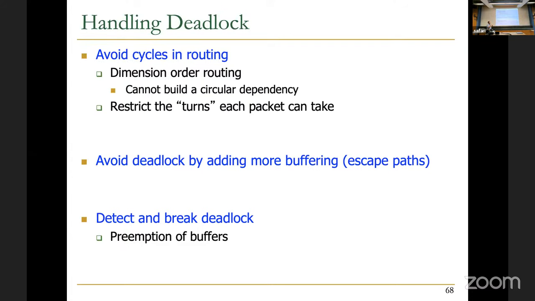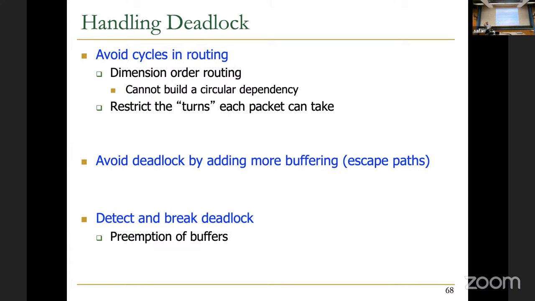So you need to have some escape paths such that whenever you have a deadlock, you can take that path and reach your destination. So you don't let this circular cycle happen. And also basically you need to detect and break deadlock. And sometimes you need preemption of buffers or something like that.